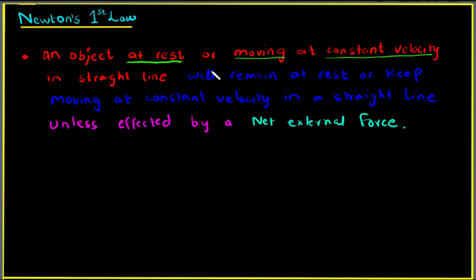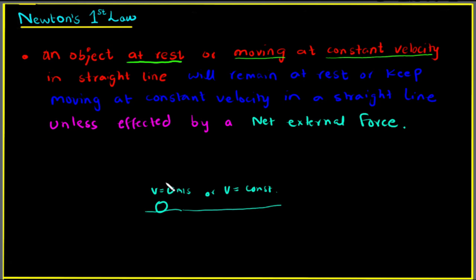There's an object that is at rest, like staying at a position, or any object that is moving at a constant velocity. Either its velocity is 0 meters per second, or its velocity is any constant value, for example, 10 meters per second. Both of these cases are covered by Newton's first law. An object at rest or moving at a constant velocity in a straight line will remain at rest or keep moving at a constant velocity.